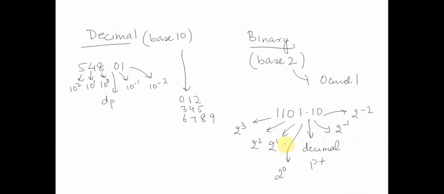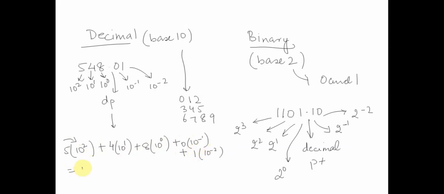Correct? Now, if we have to convert this number to decimal, what would be the value? For example, how do we calculate the value of the decimal number 548.01? We say 5 into 10 raised to power 2, plus 4 into 10 raised to power 1, plus 8 into 10 raised to power 0, plus 0 into 10 raised to power minus 1, plus 1 into 10 raised to power minus 2.